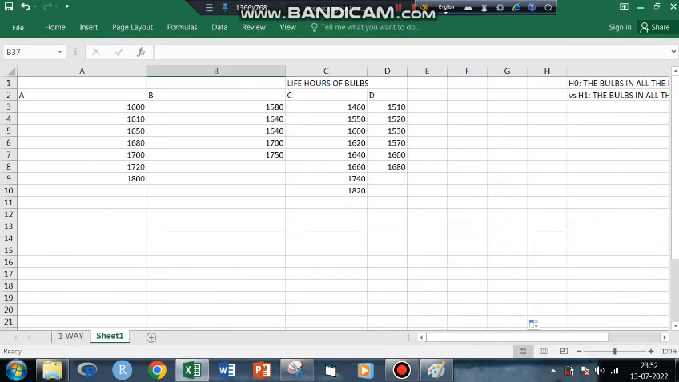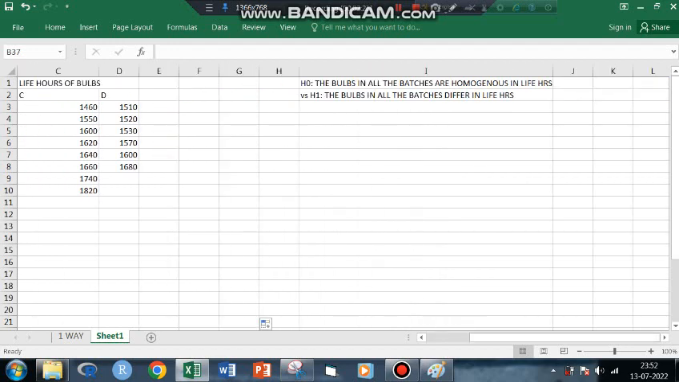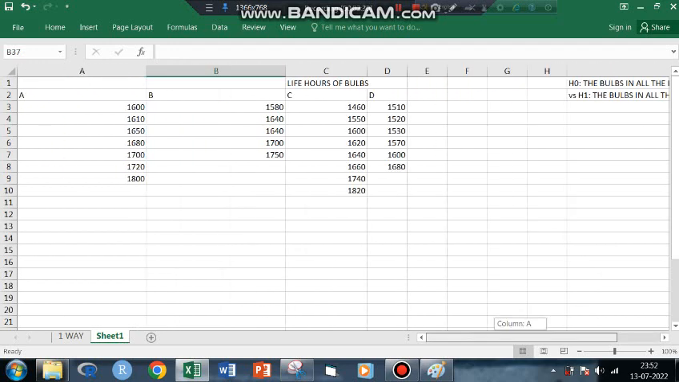So now the data is from the question. We have written it down in Excel. My null hypothesis is that the bulbs in all the batches are homogeneous in life hours against the alternative, that the bulbs in all the batches differ in life hours. Now the data is to be entered in a particular way because Excel cannot read any haphazard type of data. The data has to be entered in a systematic manner so that Excel can read it and consider it for testing the analysis of variance.